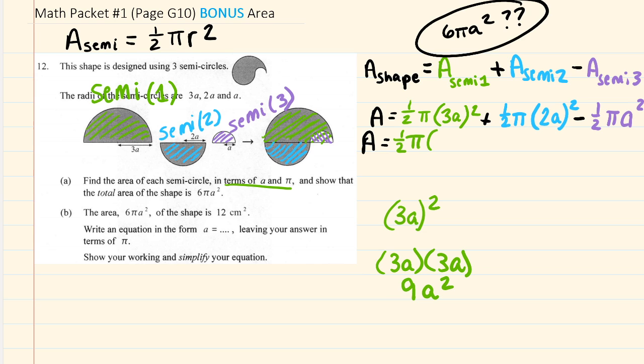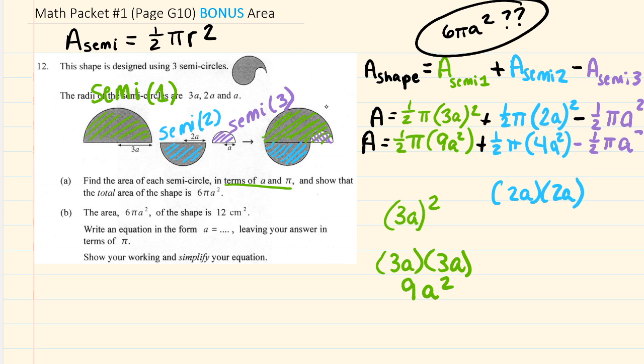So now I've got 9a squared plus 1/2 pi. Now this would be 2a times 2a. So that's 4a squared minus, there's really nothing to clean up here right now, so I'm just going to rewrite it. Because a times a is a squared. Okay, let me erase this down here.